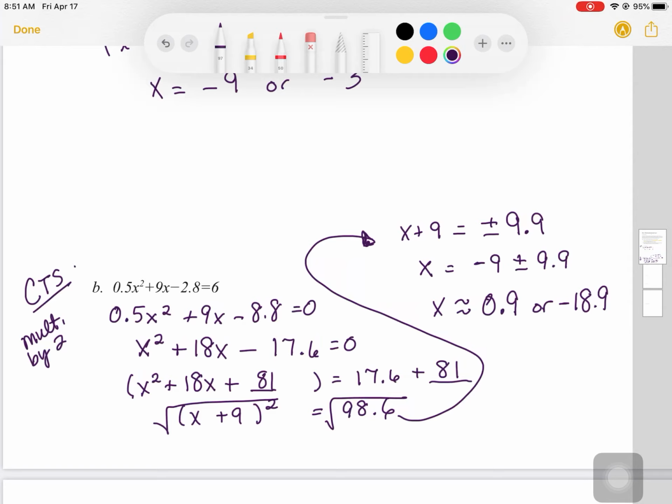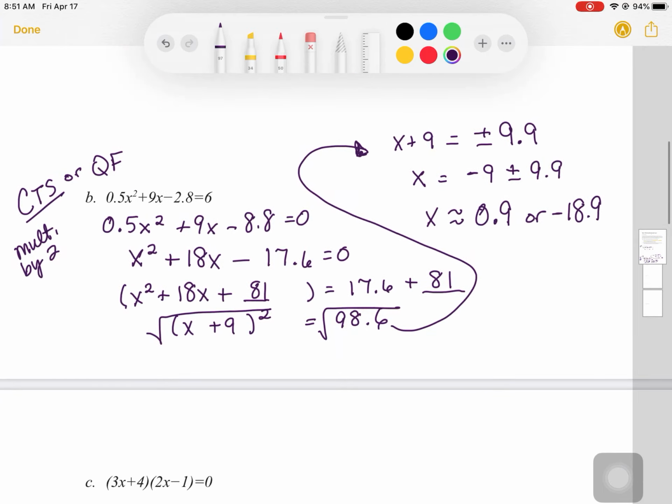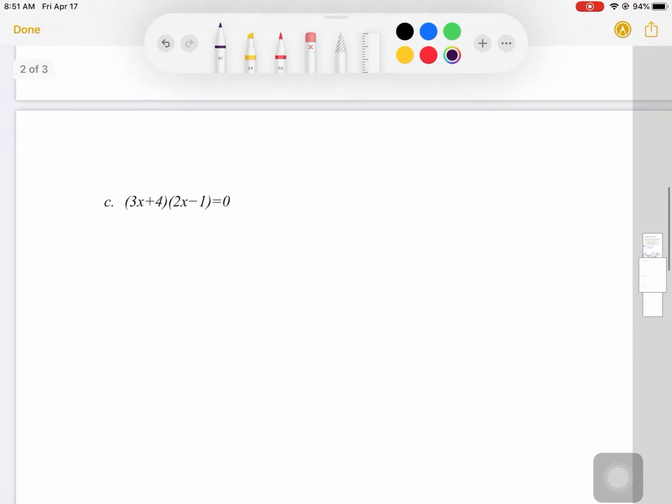Again, you could also use the quadratic formula on this one if you're comfortable with that, and we are going to be using that on the next couple, but I wanted to show you a possibility of using completing the square. This is something that pushes a little bit beyond, gets us a little closer to what you would be doing in Algebra 2. All right, so moving on.